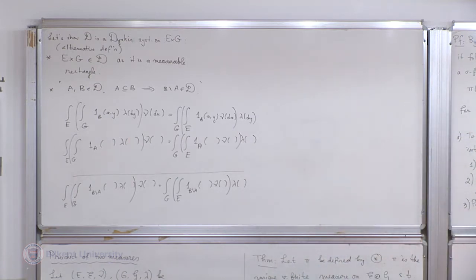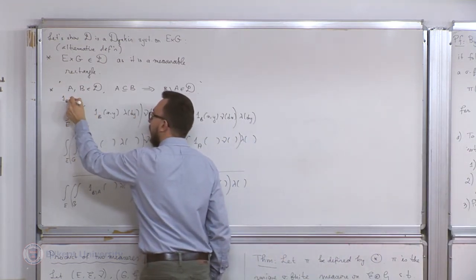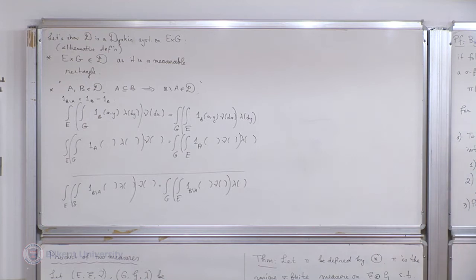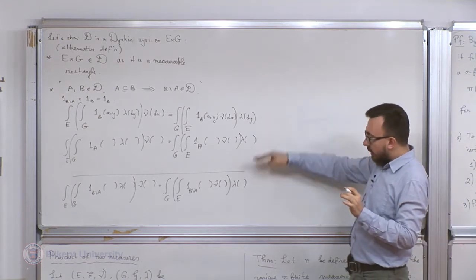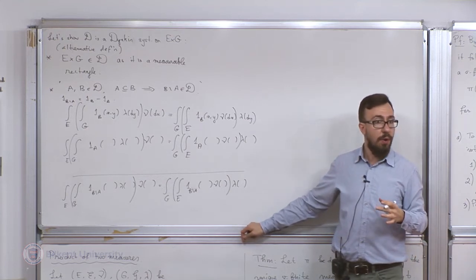Can I say this? If I have the equality for B and A, can I pass to B minus A? What is the indicator of B minus A if A is a subset of B? So we have indicator B minus A is indicator B minus indicator A, right? Since A is a subset of B. But still, I'm asking, can I subtract the second equation from the first equation to get the third, using linearity of integral, right? Can I do that all the time?